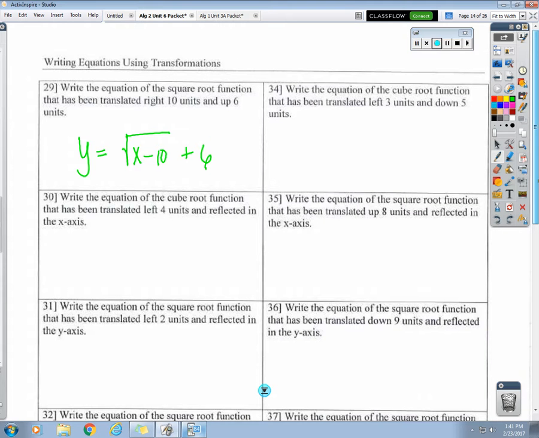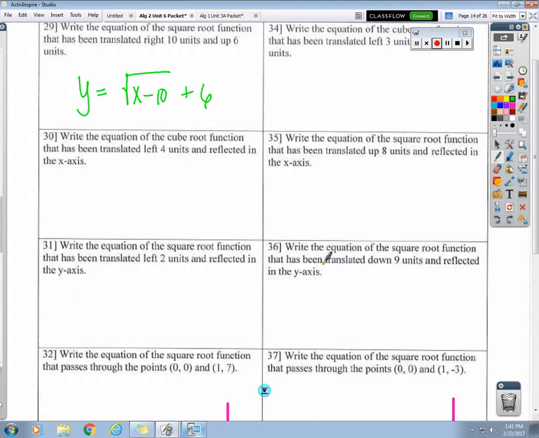Number 30 says, write the equation of the cube root function that has been translated 4 units left and reflected across the x-axis. So y equals, it's a cube root, so you have to do that. Left 4 would be x plus 4, and then reflected, for cube roots the negatives can always go outside. You don't even have to think about where the negative goes for a cube root. If there's a reflection, it goes outside. If they don't specify that there's been a change in the slope, then you just assume it's 1. And so that's the understood 1 out here.